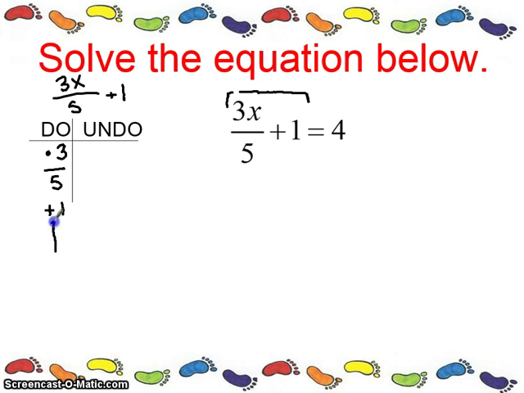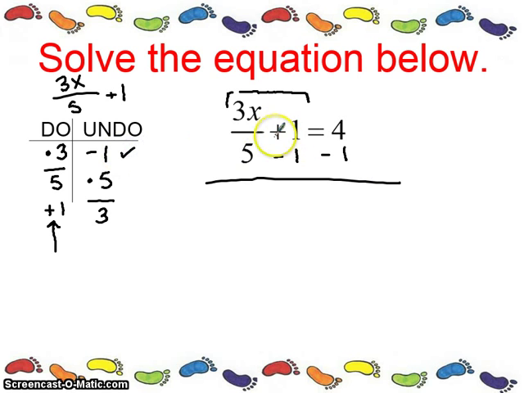So to undo that, go in a reverse order using inverse operations. So we'll subtract 1 from each side, then multiply by 5, and last divide by 3. So subtract 1 from each side first. Positive 1 minus 1 makes 0. So we have 3x divided by 5 equals 4 minus 1, which is 3.